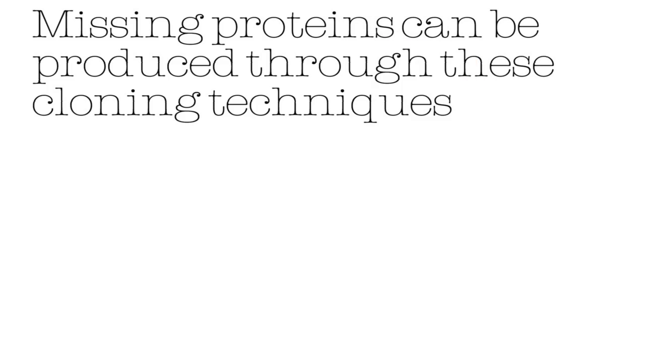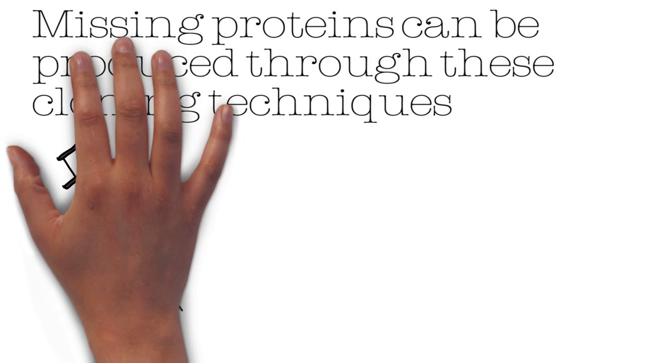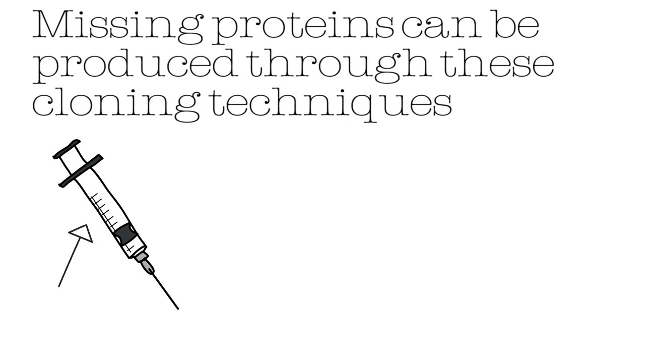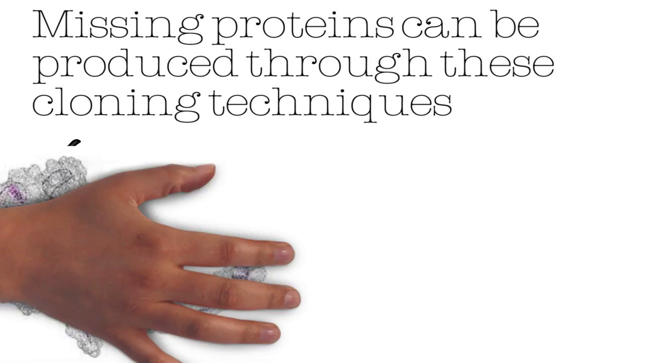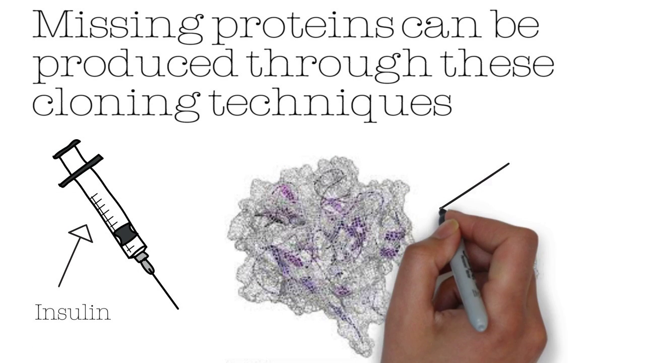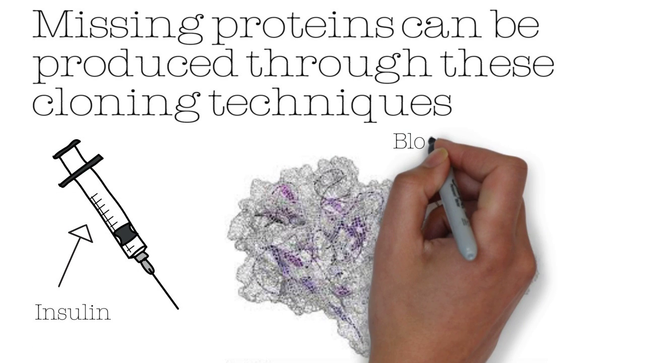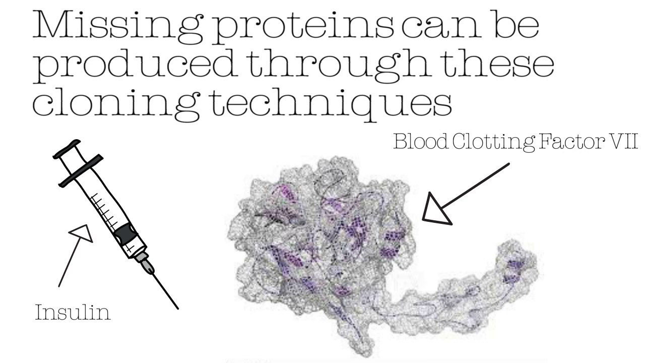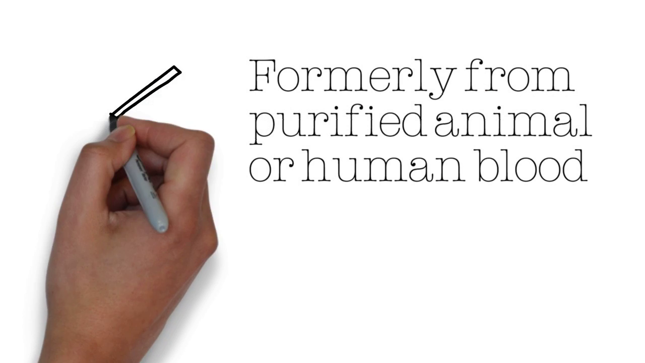Proteins that are normally produced in very small amounts, such as insulin in diabetics or blood clotting factor 7 in hemophiliacs, can then be made through these cloning techniques to create an outside source of the needed substance for different patients. Before gene cloning and protein production via recombinant DNA techniques, these molecules such as insulin were purified from animal or human blood.